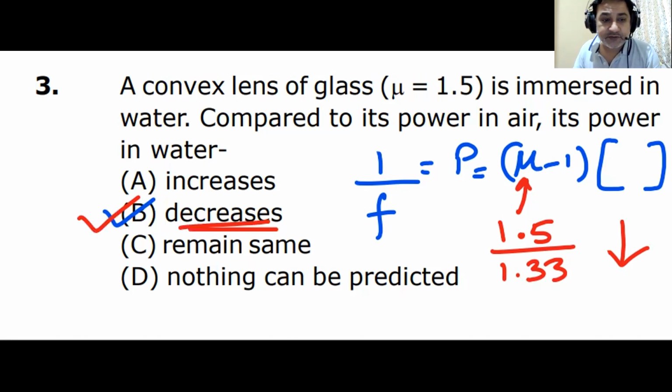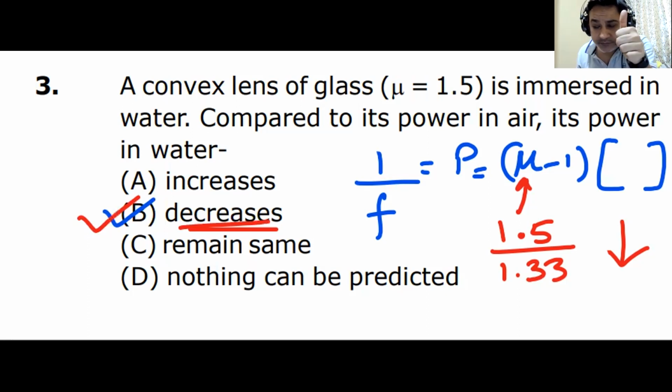Can I have raised hands from everyone that we understand this logic? The logic is very simple. When I dip it in water or any other medium, the refractive index comes down. Please remember this. The refractive index with respect to medium comes down, and therefore the power of the lens goes down.